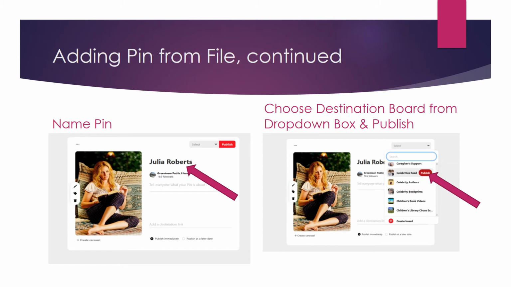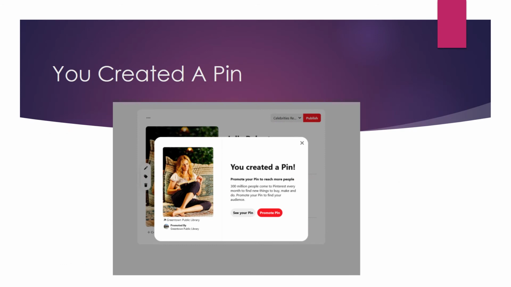And then you want to choose your destination board from a drop-down box. So once you go over here, it's going to give you a list of all the boards that you've created, and you might just have that one if you haven't, but once you get several boards, this will fill up. And you want to scroll through and find the board that you want to save your pin to. And this particular board is called Celebrities Read, and then you want to click Publish. You just created a pin.